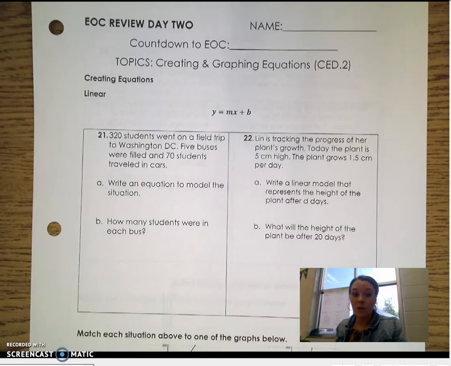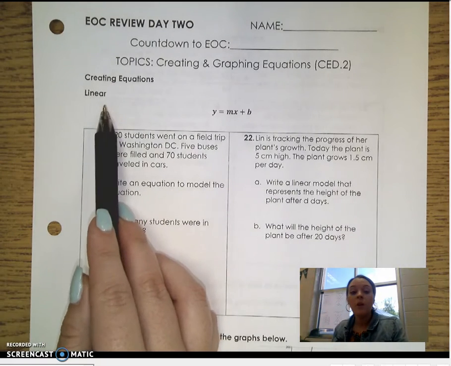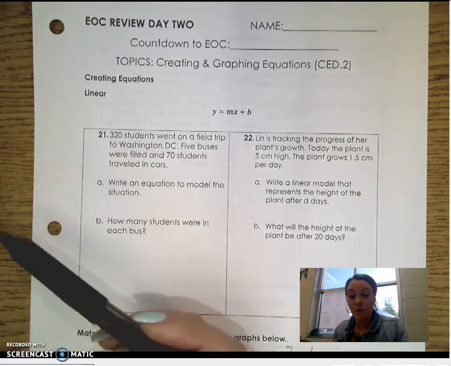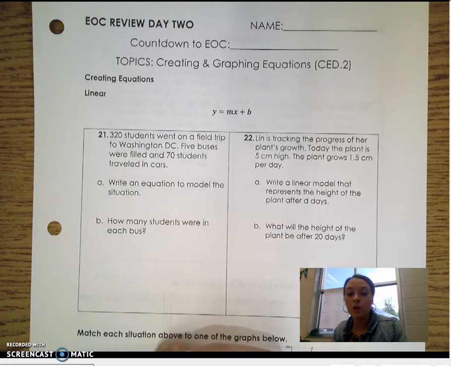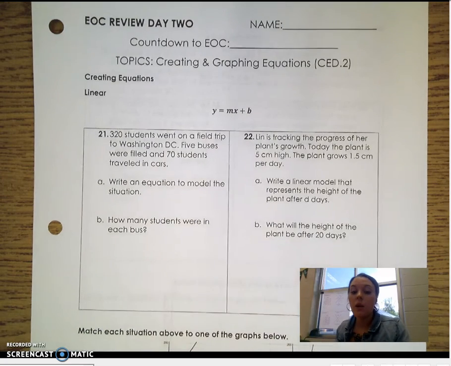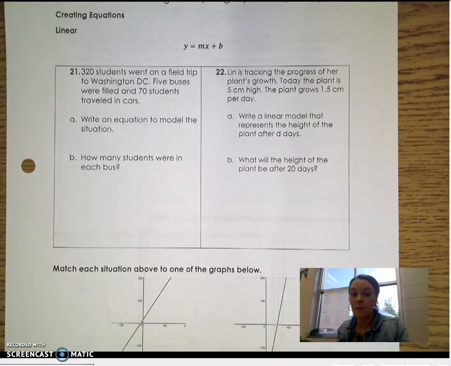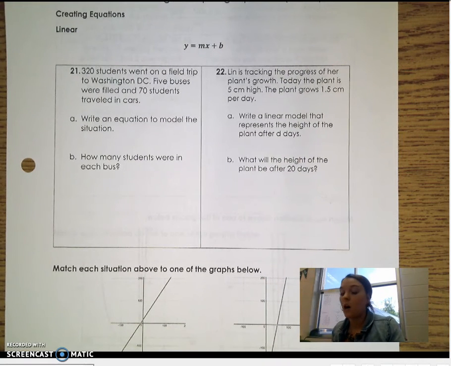Continuing on with our review for the Georgia Milestone, today we are going to be talking about creating and graphing equations. We talked about 3 different types of functions this year: linear functions, quadratic functions, and exponential functions. I'm going to make sure to go through an example of each, as well as looking at some graphs in comparison. So the first type of function we're going to talk about is linear functions.